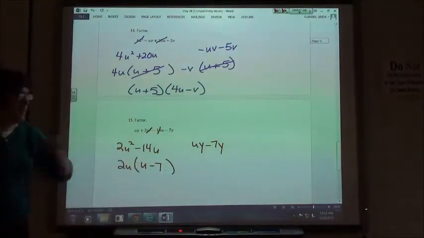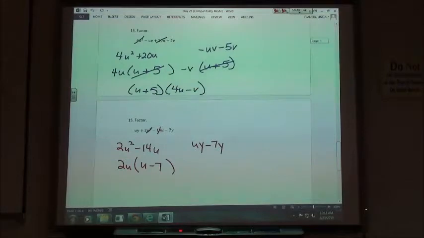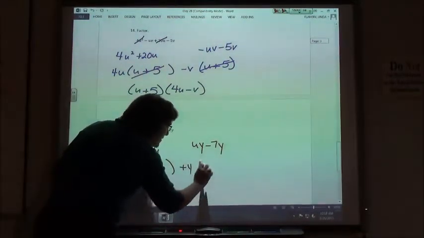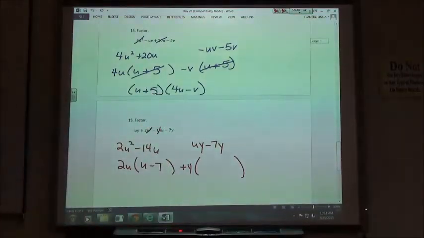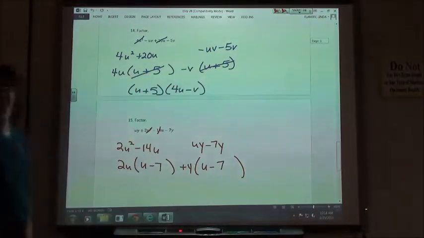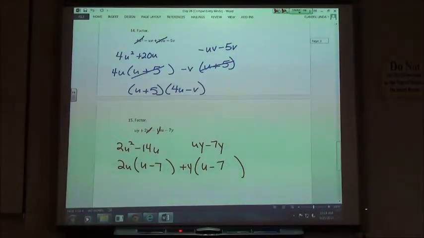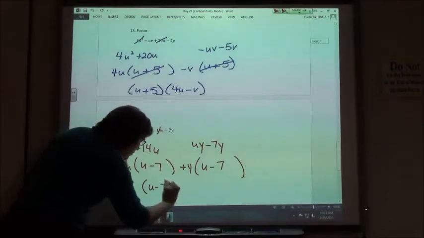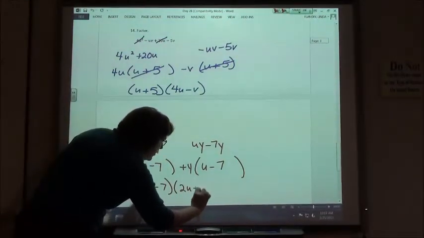And if I want to get a u, I'm going to divide out a y. And it's going to be a positive y, because I don't want my signs to change. So if I divide out the y, we get u minus 7. So my factors are going to be u minus 7 times 2u plus y.